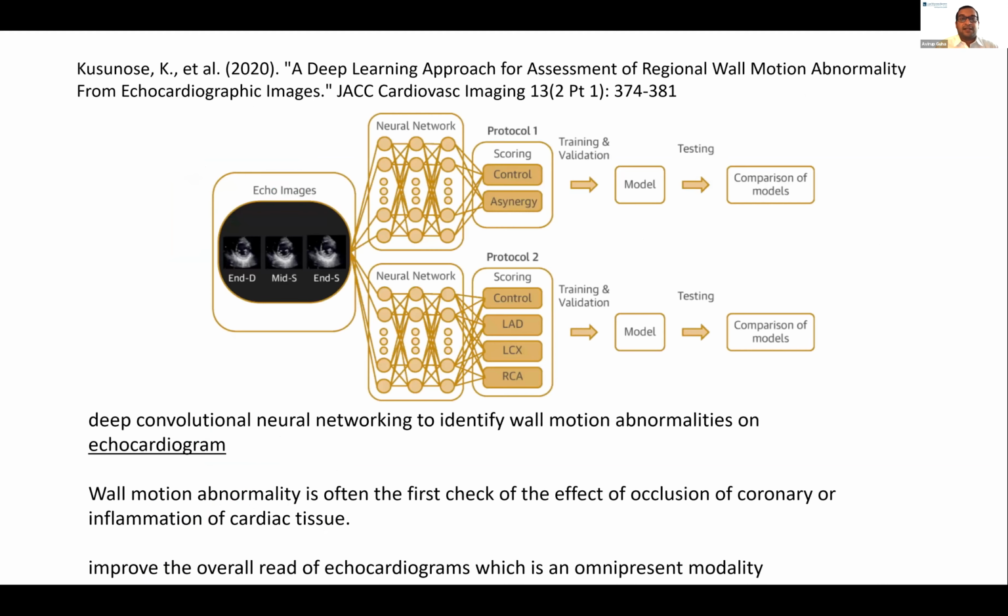The second study, which I really liked, was this deep learning study, which used echo images to identify wall motion abnormalities. One of the things we do in cardiology is when we read an echocardiogram for somebody who's had a prior heart attack or is having a heart attack, is we look at their left ventricular wall motion, and that helps identify what part of the heart might be involved. And they used echo images and did convolutional neural network analysis to figure out that they were able to identify wall motion sometimes equal or better than a human reader. So this was very interesting to me, and obviously has a lot of importance because that is sometimes the first check of finding if the patient's having a heart attack.